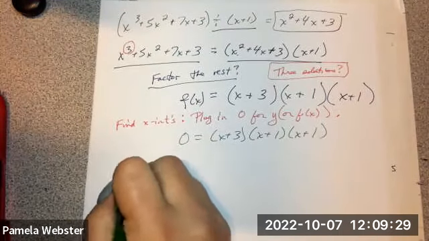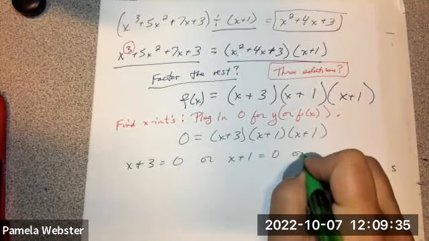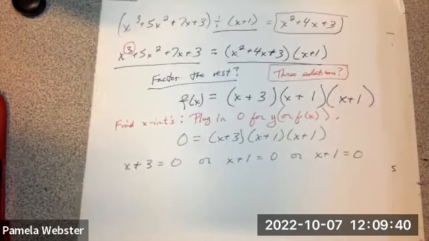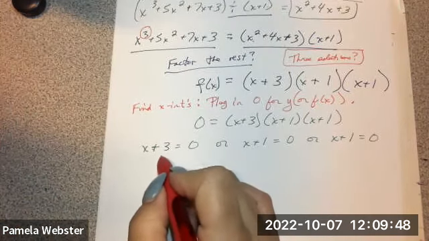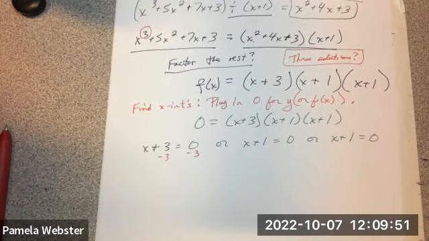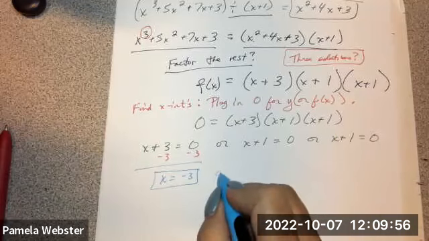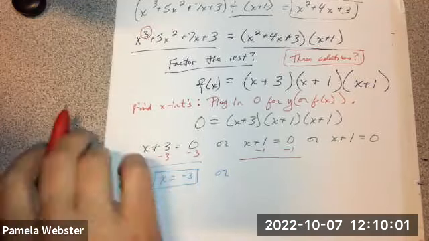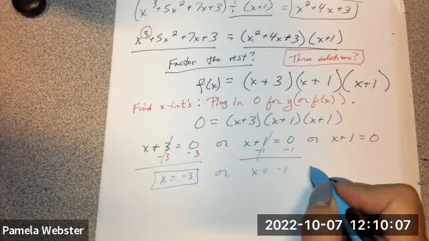So here I go, x plus 3 equals 0, or x plus 1 equals 0, or x plus 1 equals 0, okay? So hopefully this turns into something that I can do. Solve these 3 pretty quickly. I'll subtract 3, right? Over here, minus 3, and I'll end up with x equals -3. That's one of my solutions. Or here, I need to subtract 1, minus 1, minus 1. And again, I end up with x equals -1.